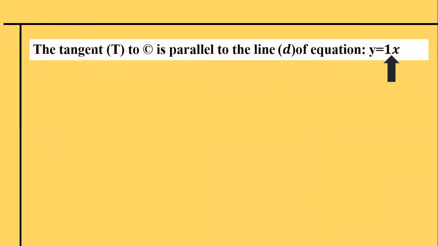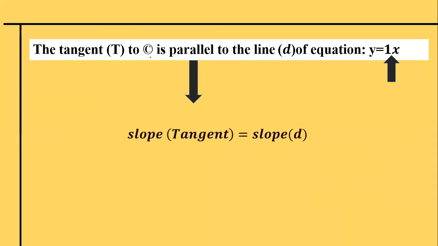Given that the tangent T is parallel to the line D, lines are parallel to each other. This implies that they have the same slope. In other words, the slope of the tangent is equal to the slope of the line D. By definition, the slope of the tangent is equal to f prime of x. The slope of D is equal to 1.